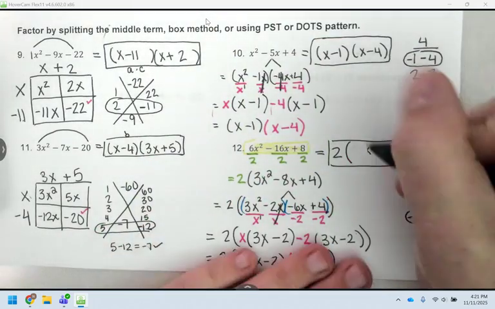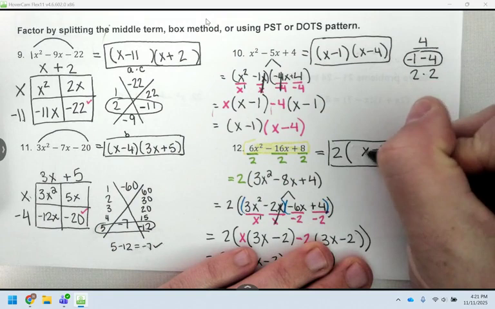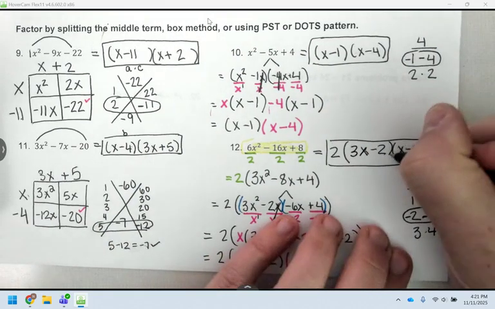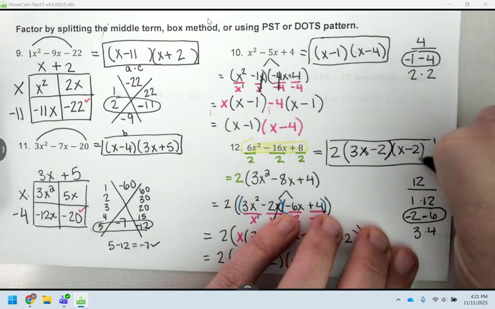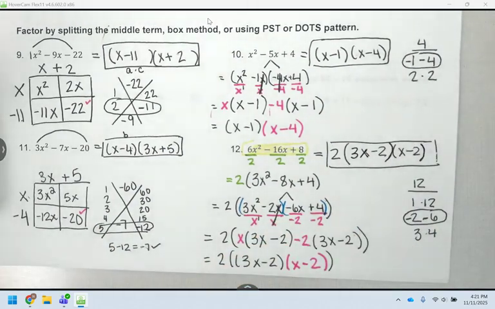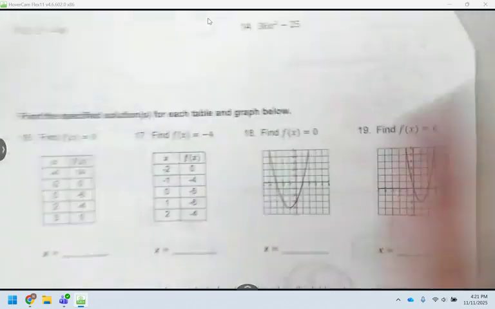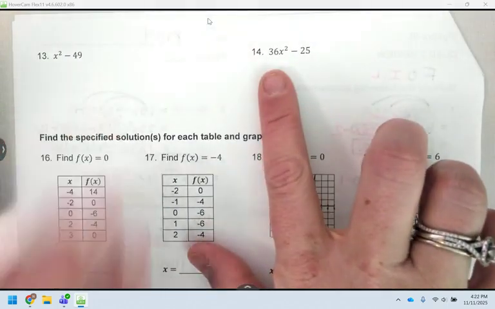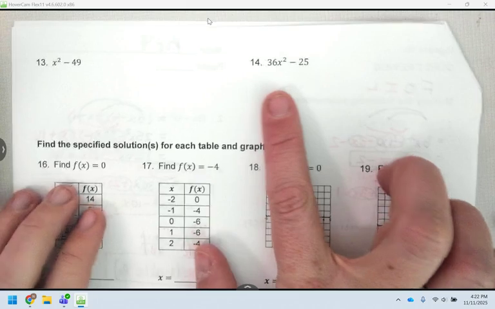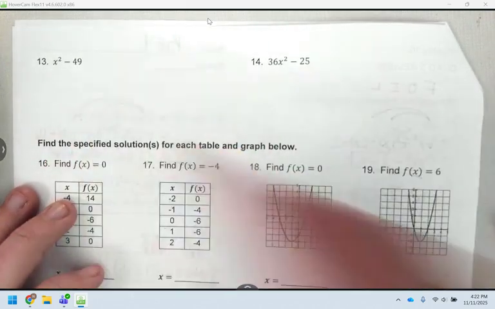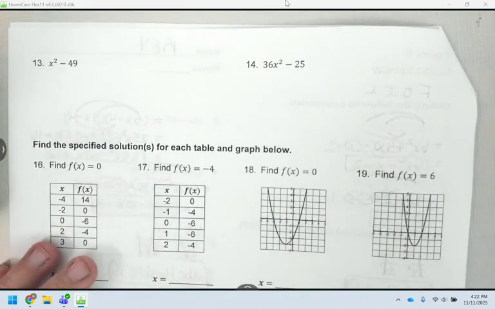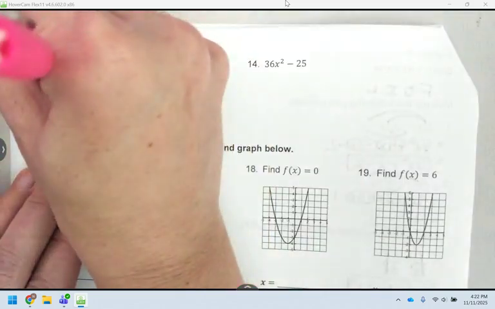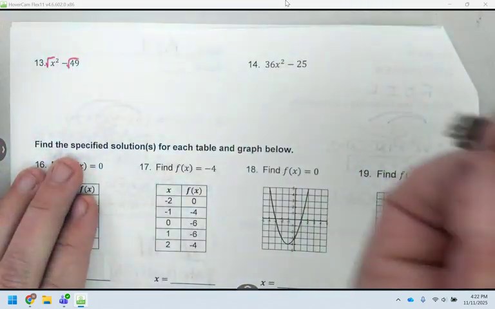So 2 times 3x minus 2 times x minus 2. There we go. All right, moving on to 13 and 14. These are two terms, okay? And if you can notice that you can take the square root of them and get a good number.